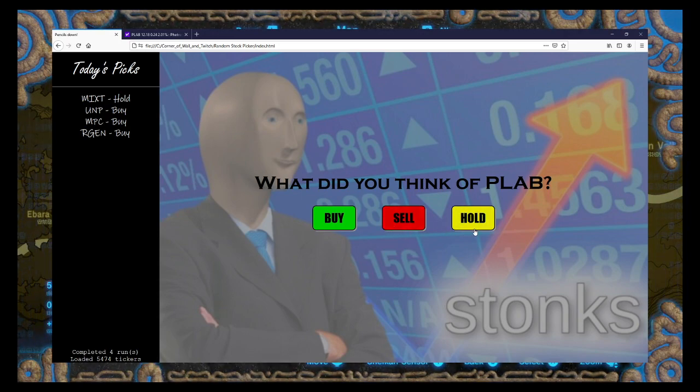So if you were to hold or buy, you probably won't lose money, or at least not a whole lot, but your chance of making money, at least a whole lot, is extremely slim. Extremely slim and not worth it, in my opinion. So PLAB is a sell.